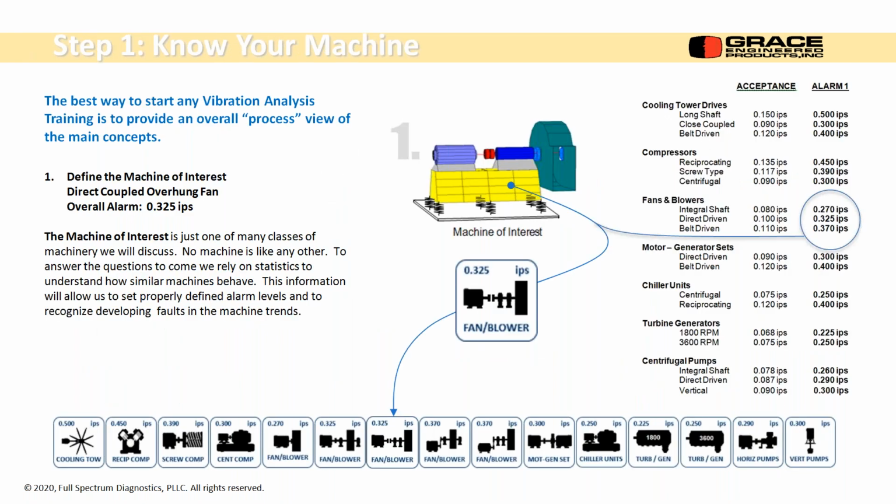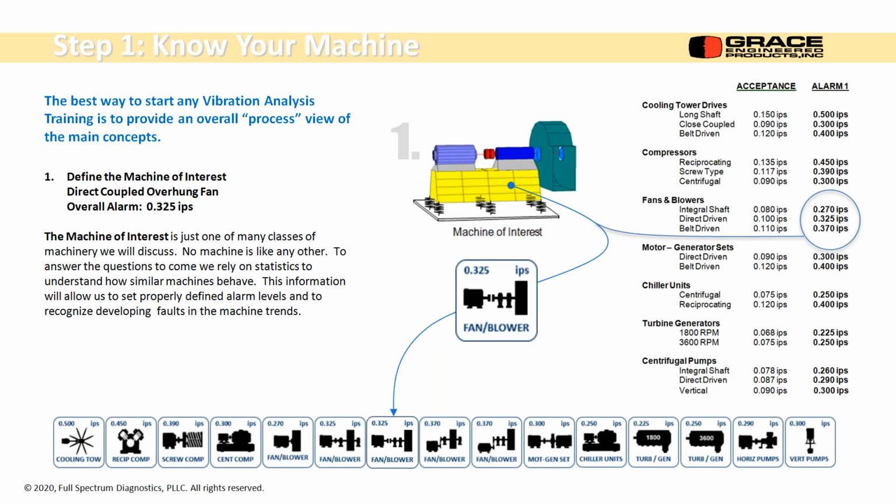First of all, the best thing to do is to know your machine. The machine I have shown here is a direct driven overhung fan application. It's on isolators, and there's a machine base under that. That's not much more information, but this is a class of machinery. On the right here are the acceptance levels and alarm levels for 3, 4, 5, 6, 7 different classes of machinery, and there are about 18 different machine types involved in this.